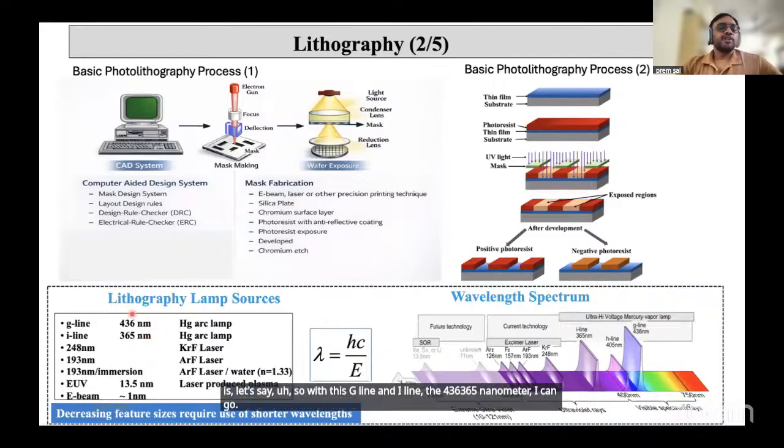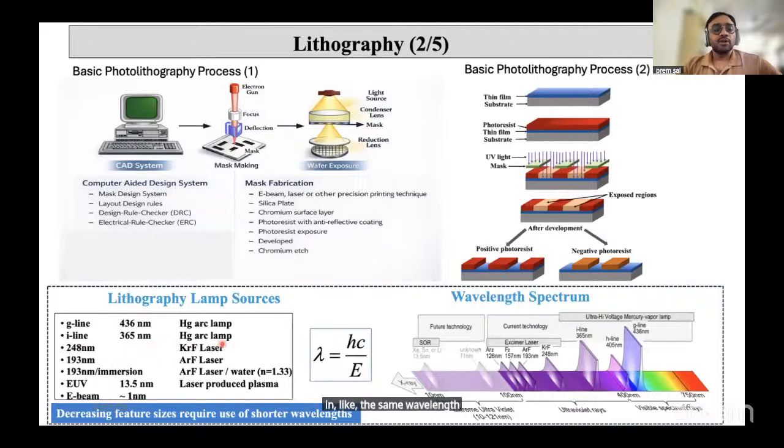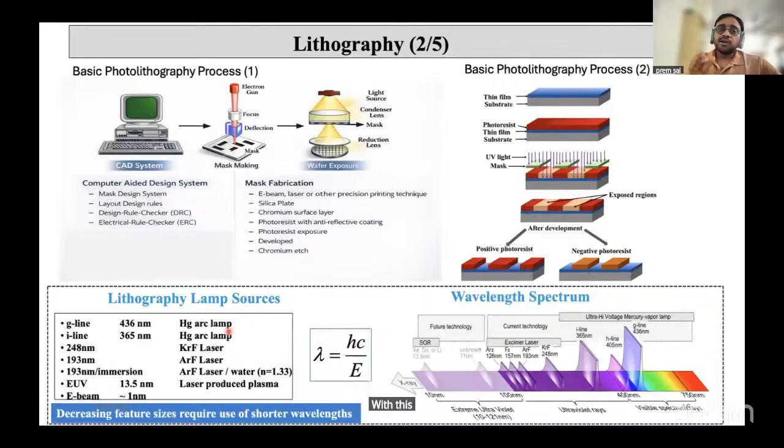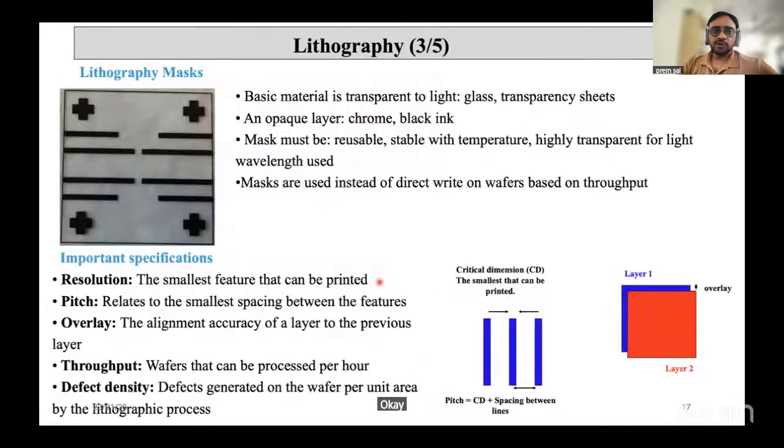With this G line and I line, like 436 and 365 nanometer, on photoresist you can go down to about 500 nanometers. The line we can write, or the gap, can be written based on the light. If we take EUV, the distance between these two will be 13.5 nanometers, like that. Okay, this is what I wanted to talk about.